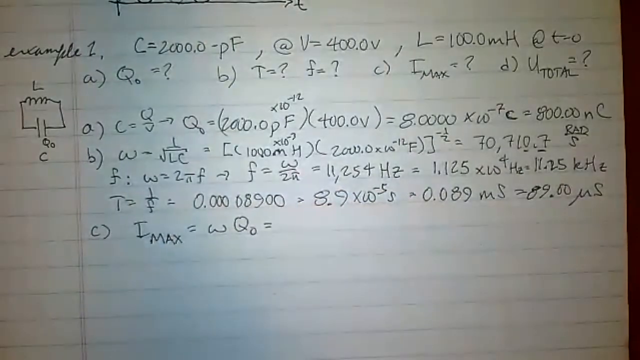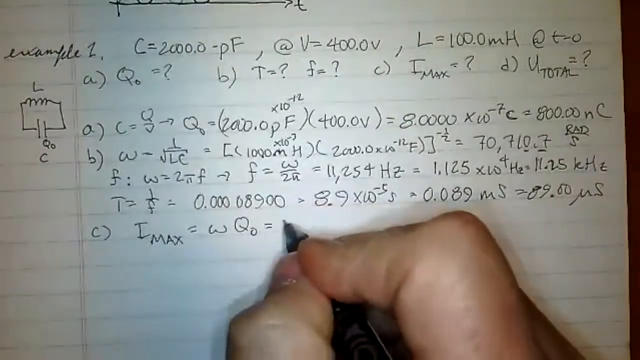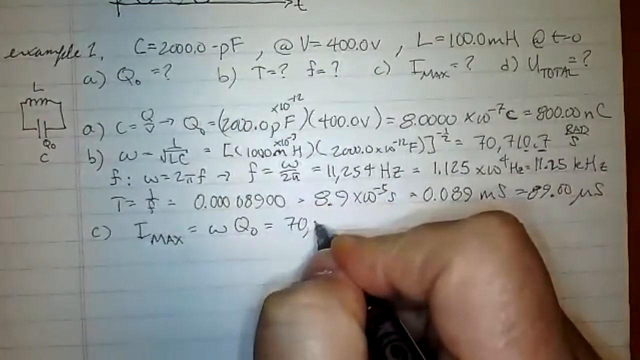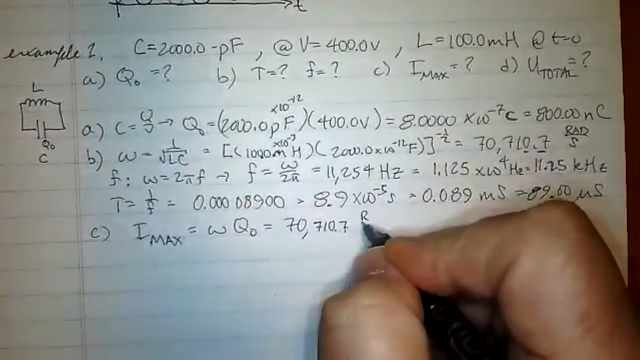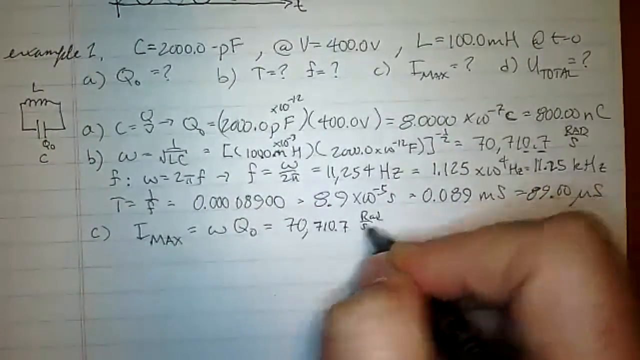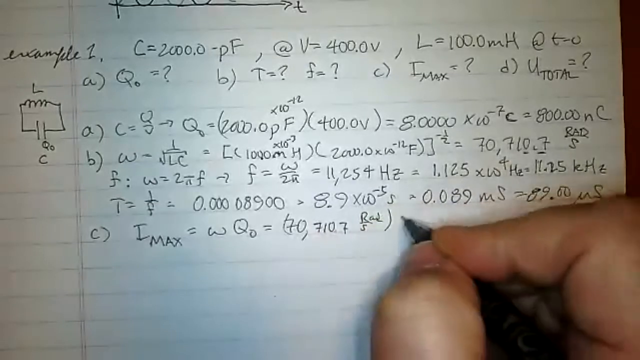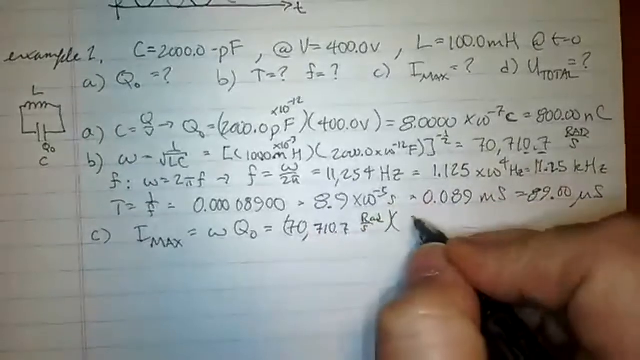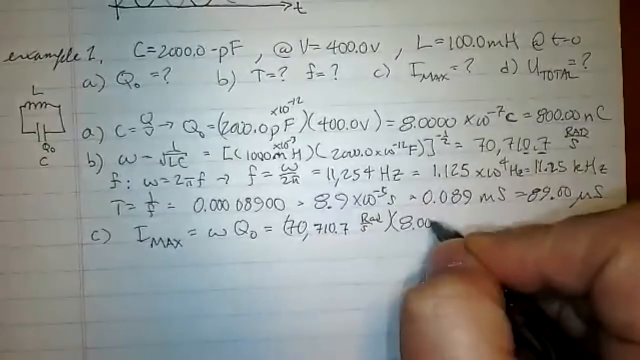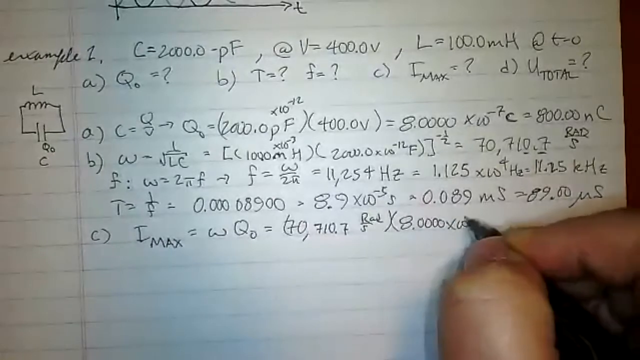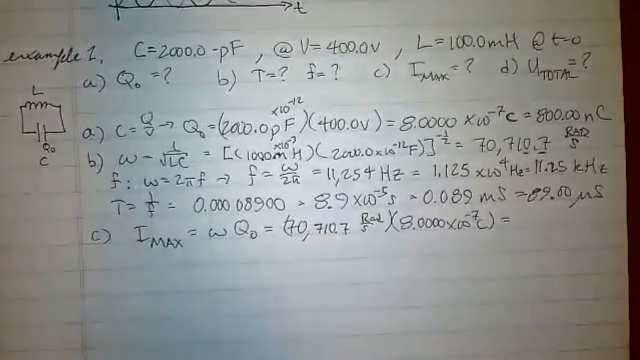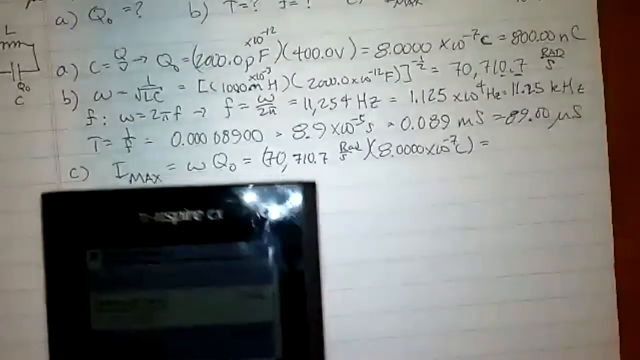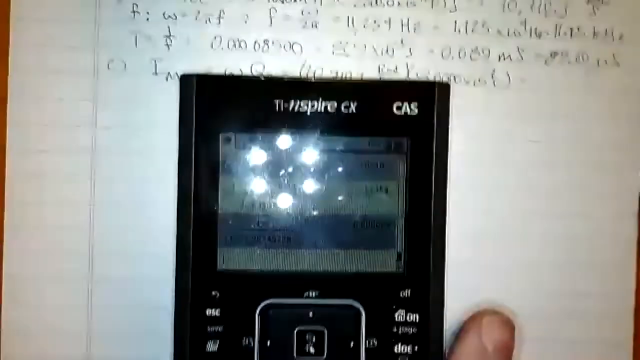So what we found omega to be was 70,710.7 radians per second. And then what we found Q0 to be was 8.0000 times 10 to the negative 7 coulombs. So this will give us coulombs per second, which is exactly a measure of an amp. So let's see if we can calculate that now.